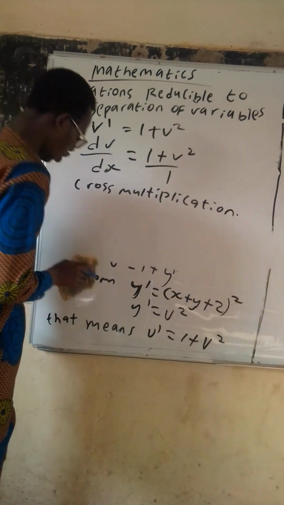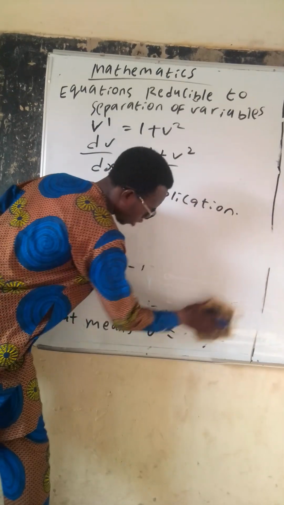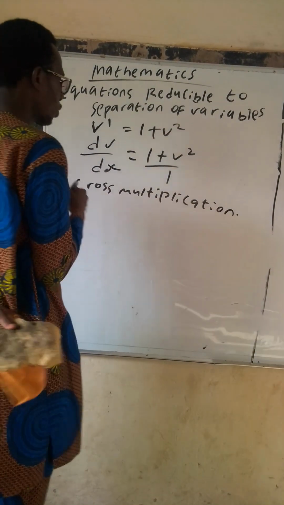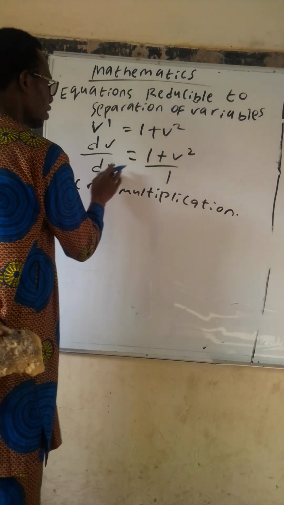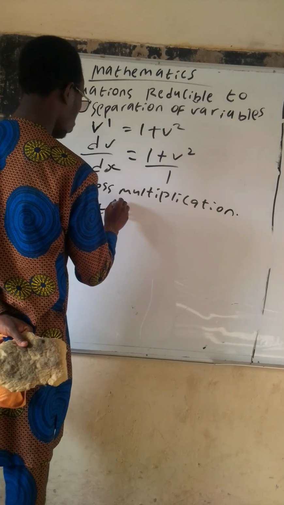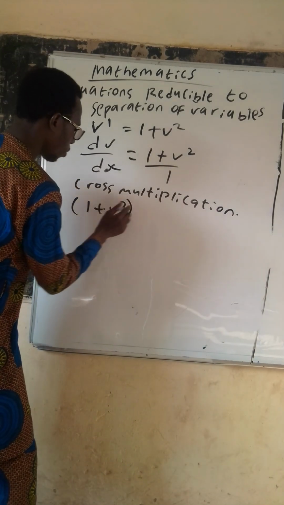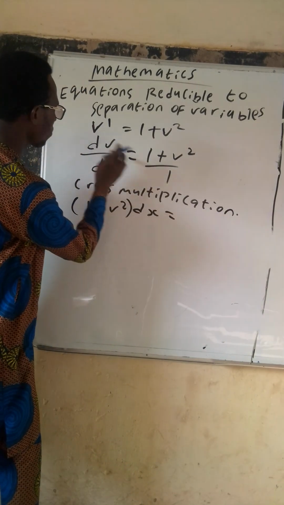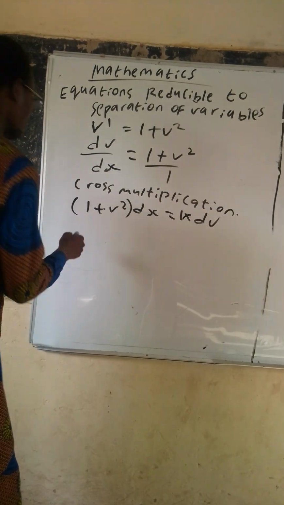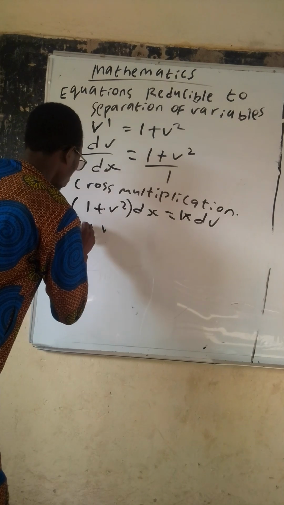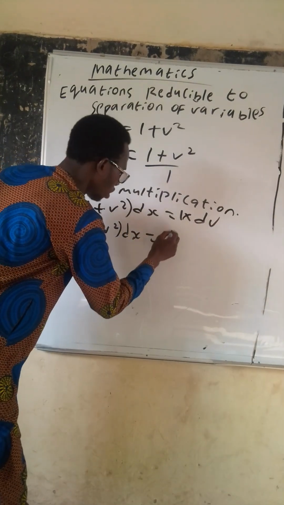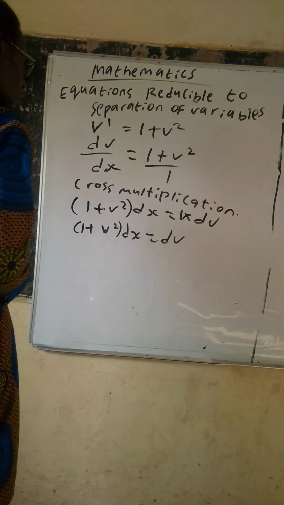Let's cross multiply, then we'll solve the question further. When we cross multiply, what do we have? We have dx multiplied by 1 plus v squared, equals 1 multiplied by dv. Are you getting me now? So it's the same as (1 plus v squared) dx equals 1 multiplied by dv, which is dv.